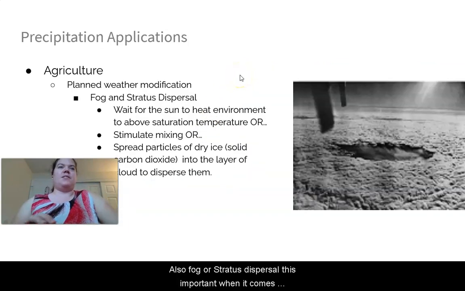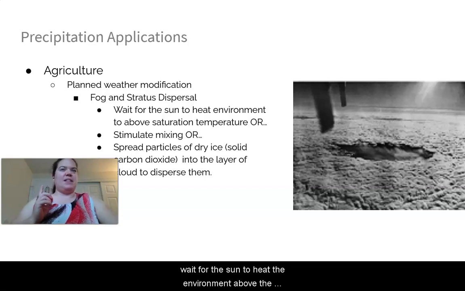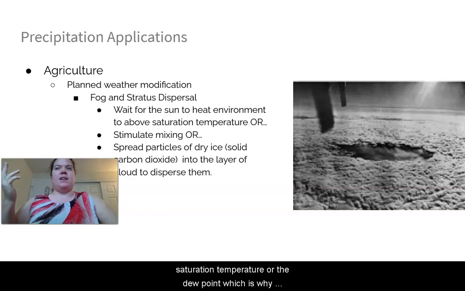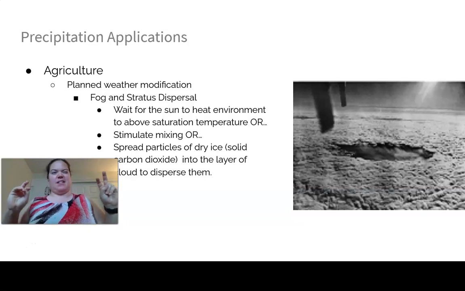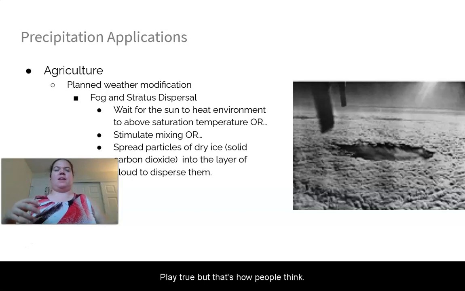Okay. Also, fog or stratus dispersal. This is important when it comes to aircraft. Not sure why I have agriculture here, but aircraft. So you can do one of three things. The first one is wait for the sun to heat the environment above the saturation temperature, or the dew point, which is why people call it fog burning off. It's not technically true, but that's how people think of it.